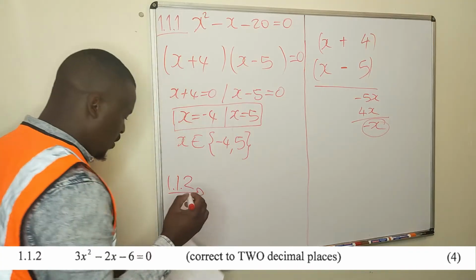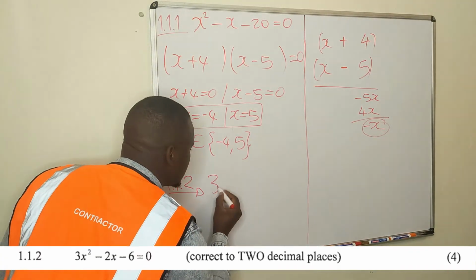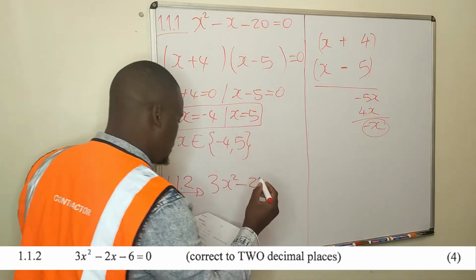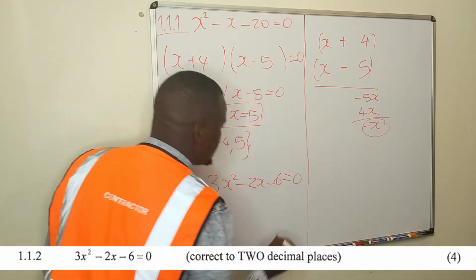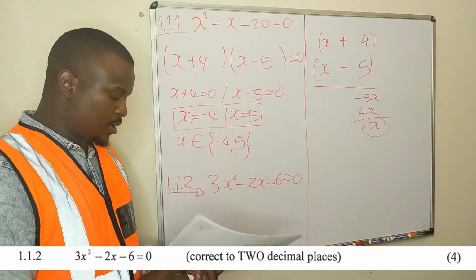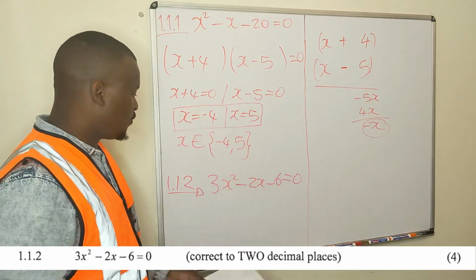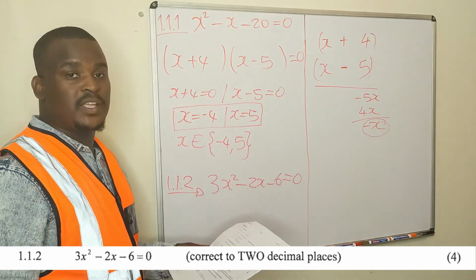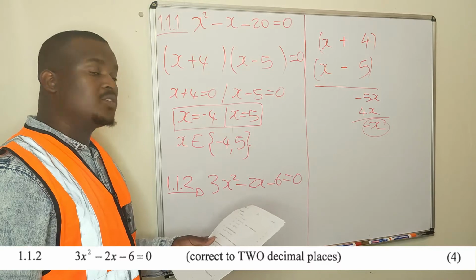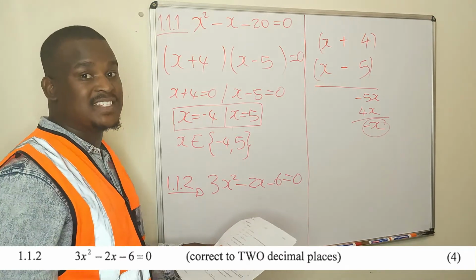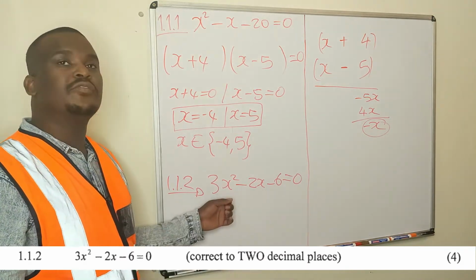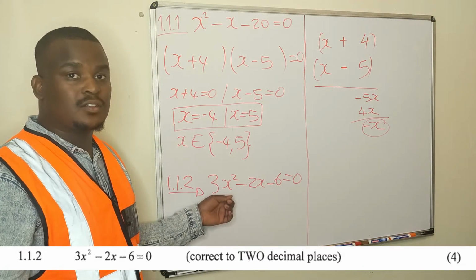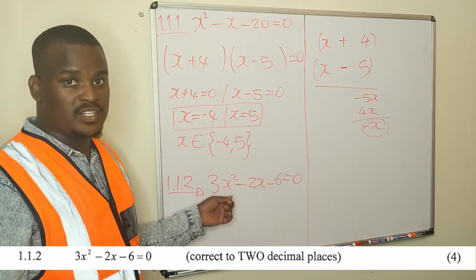1.1.2. So they want you to solve this equation: 3x squared minus 2x minus 6 is equal to 0. It's also a quadratic equation, this one. They said solve for x in this equation, correct to 2 decimal places. I'll take that, correct to 2 decimal places, as a hint that you will not be able to find nice solutions for this one. So you might just as well go for the quadratic formula.